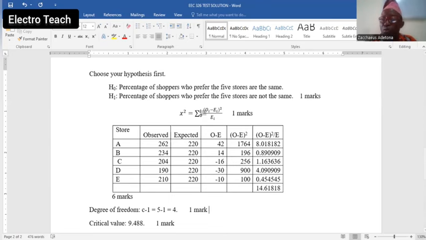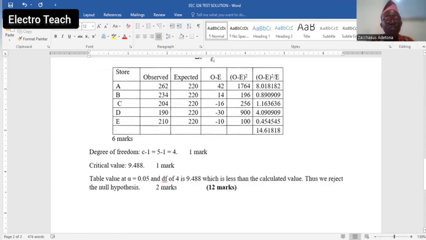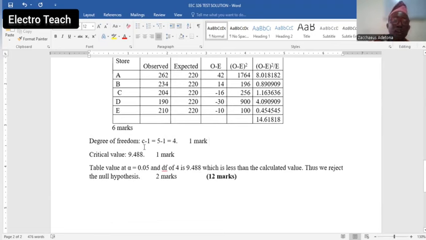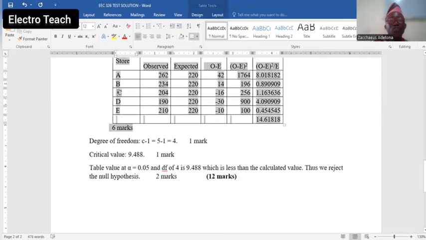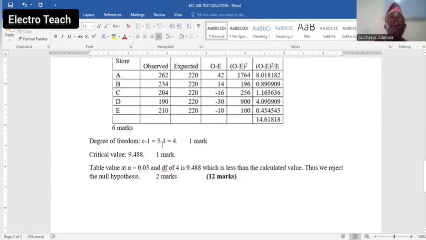Now, we need to determine the degree of freedom. The degree of freedom in this case is number of columns minus 1. We have 5 columns because we have A, B, C, D, E in the problem given. So 5 minus 1 equals 4. So with that, we can use that to check the chi-square table, degree of freedom of 4, and an alpha of 0.05. We check that one from the table. The critical value is 9.488 from the table.